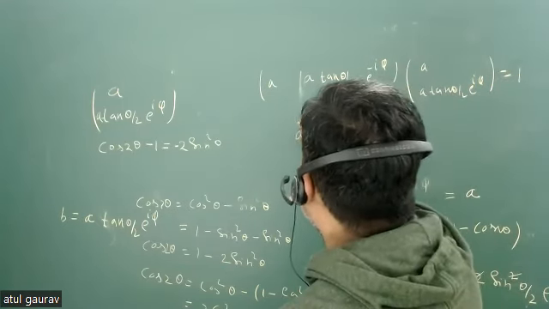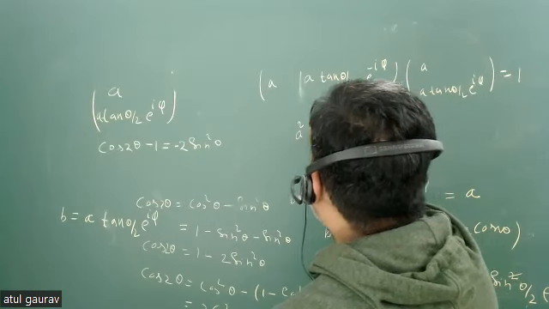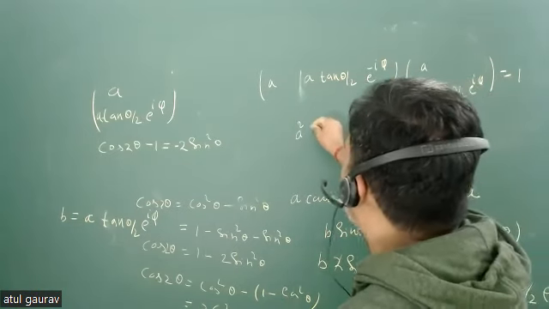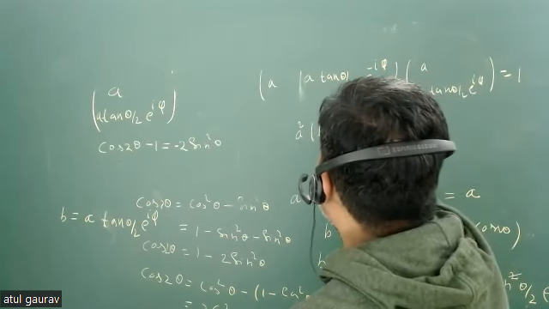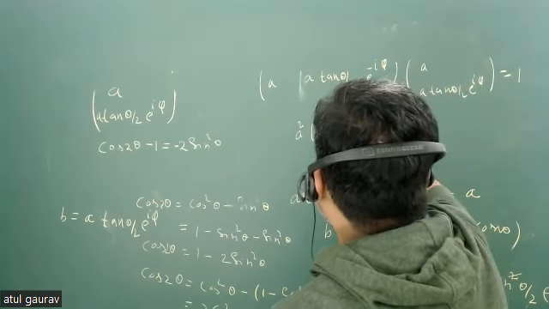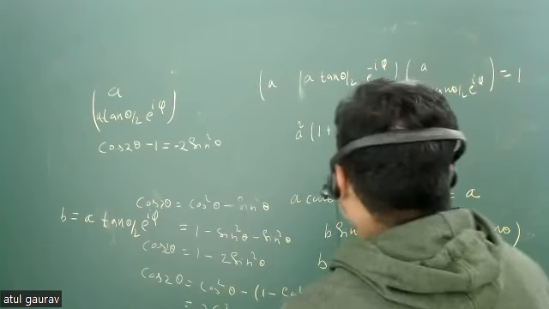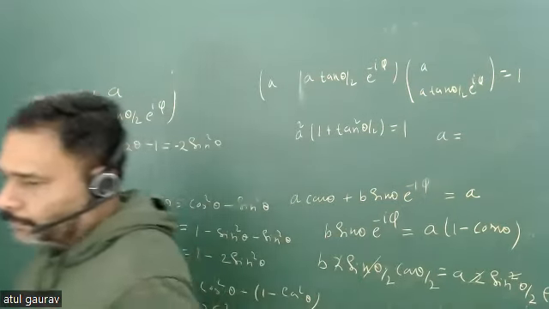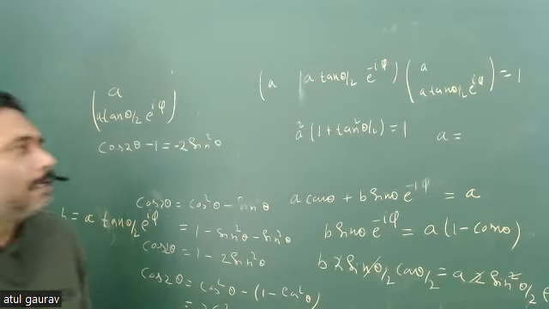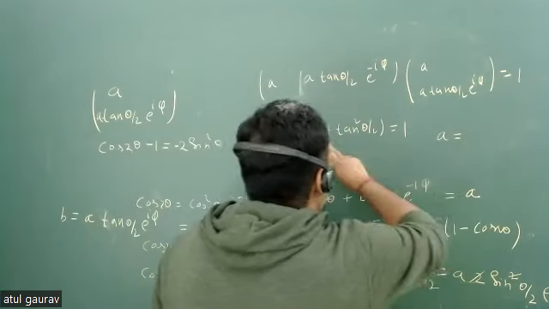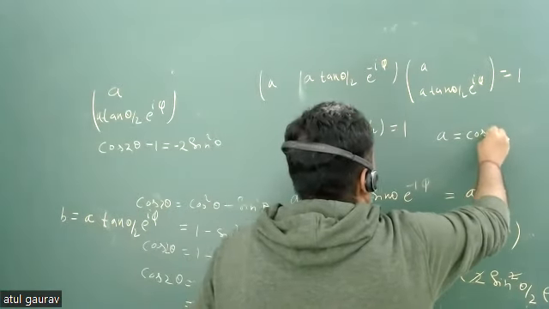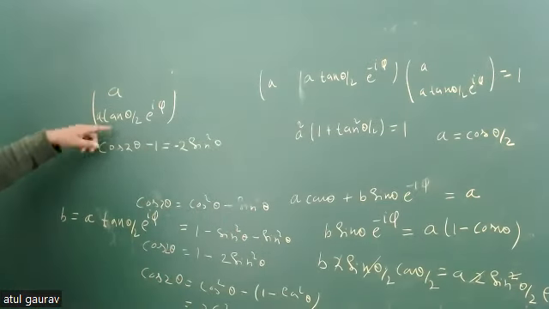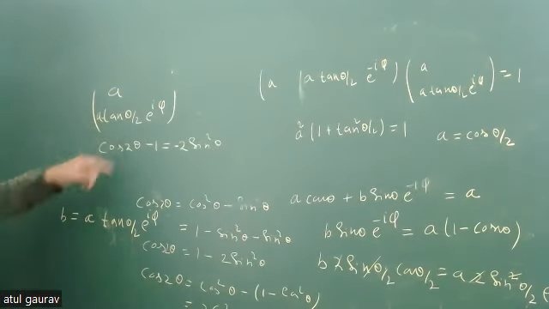What will it become? Take a square common, e to the power i phi and e to the power minus i phi will cancel. So a square times 1 plus tan square theta by 2 is equal to 1. So what is the value of a? A square is equal to cos square theta by 2, so a is equal to cos theta by 2. So we can put a is equal to cos theta by 2 here.